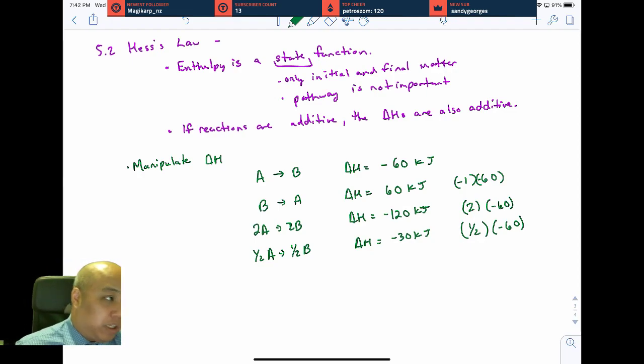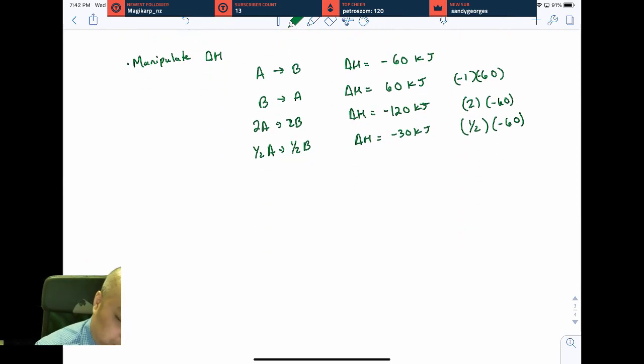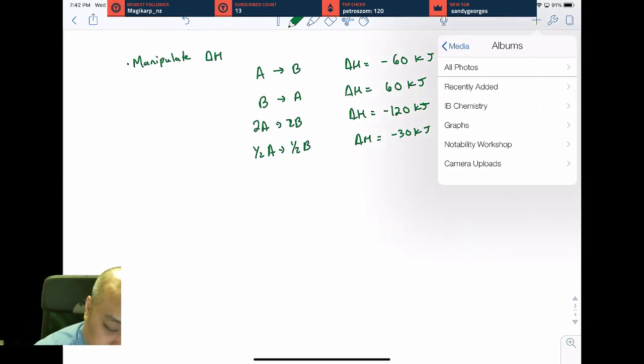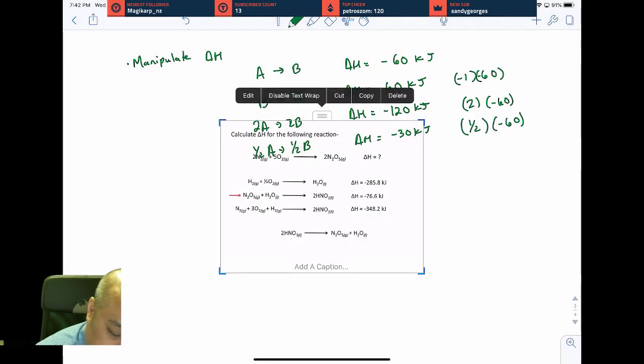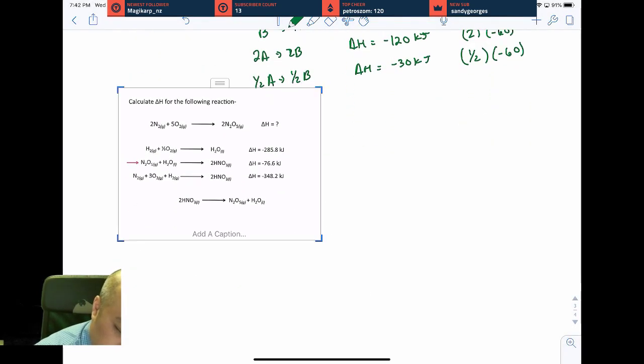Okay, and that's really important for this concept because that's what you do to get all the reactions to add up to the overall reaction that you want. I think I have a practice one here that I want to use.